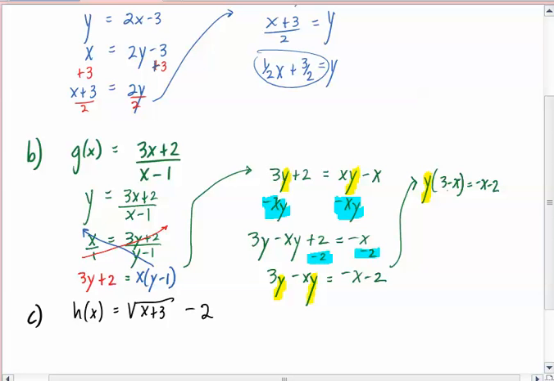Now what are we going to do to get y alone? All we're going to do is divide by 3 minus x, divide by 3 minus x, and I get y is equal to negative x minus 2 over 3 minus x.